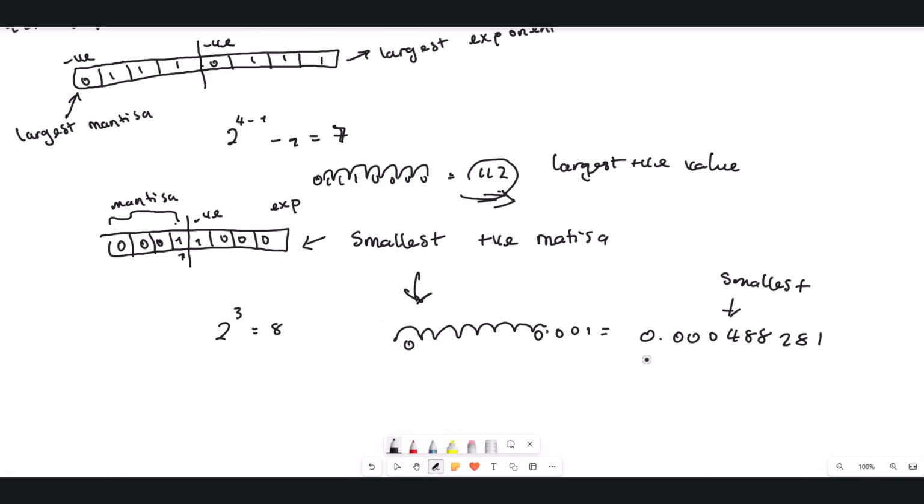But using this setting, we cannot represent 7.5. We cannot represent 7.5 using this register, simply because we don't have enough bits in the mantissa. So we are going to suffer from precision loss.